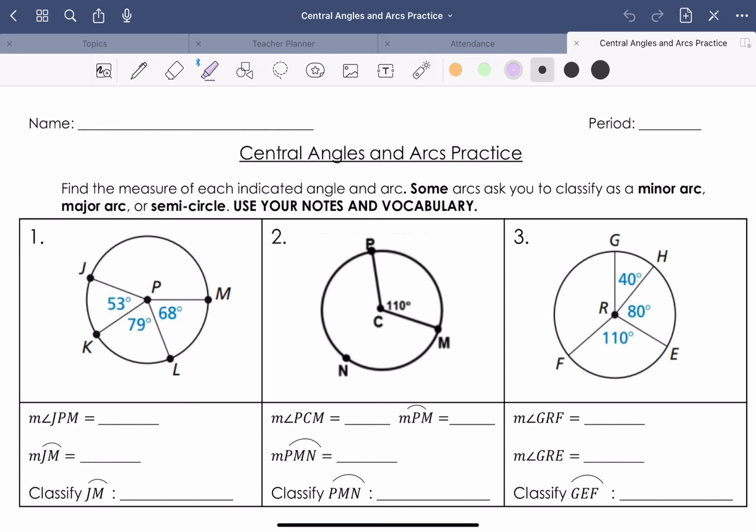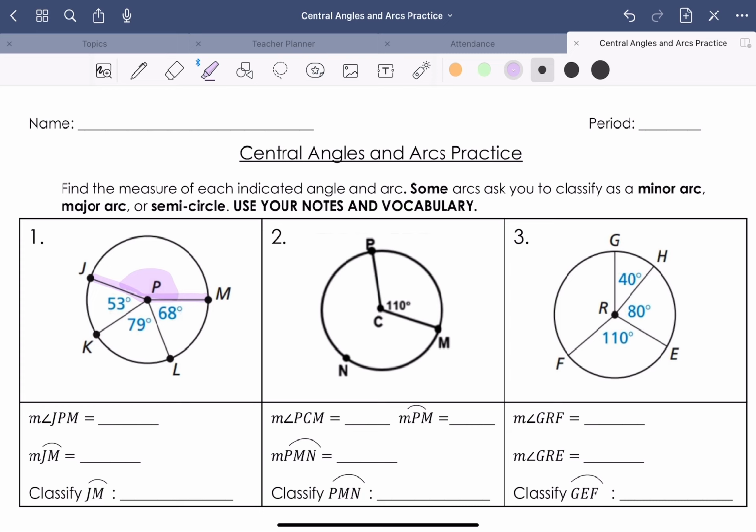Number 1 says, what is the measure of angle JPM? JPM is an angle. That means we are inside the circle, and it's going to be right here, JPM. It does go in that order. So I want to know, what is this angle inside the circle right here?